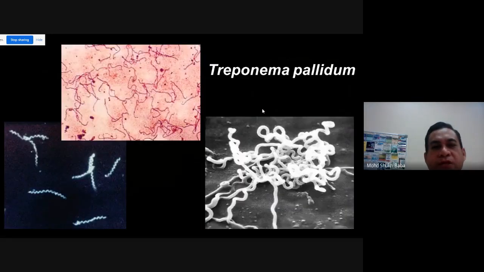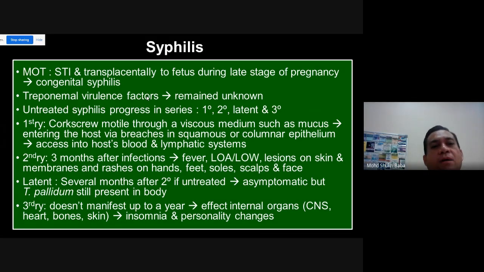So this is how you can see Treponema pallidum. Its shape is long but spiral, like an old-fashioned telephone cord. If you look under a dark field microscope, which is a microscope where the background is dark but the object appears white, you can see the bacteria in a spiral shape. Okay, so syphilis. They can be transmitted to the fetus during the late stage of pregnancy, causing congenital syphilis. Treponema virulence factors remain unknown, but one we believe is the endoflagellum that I mentioned is present in the periplasmic space. One of the virulence factors.